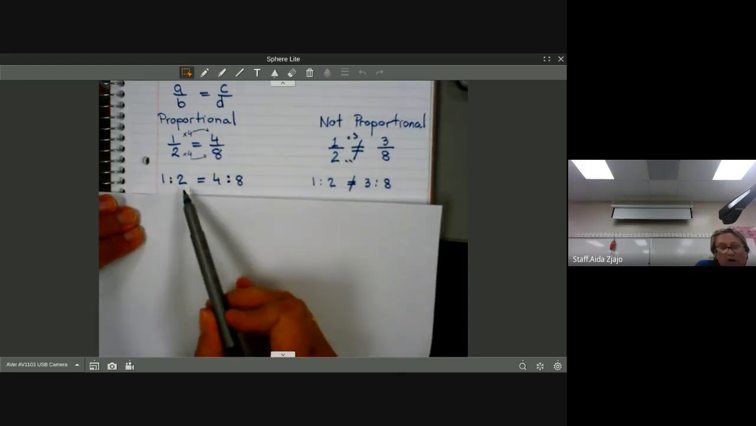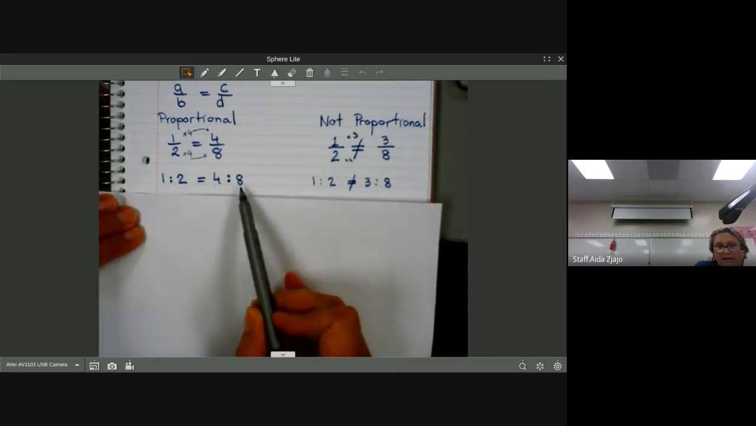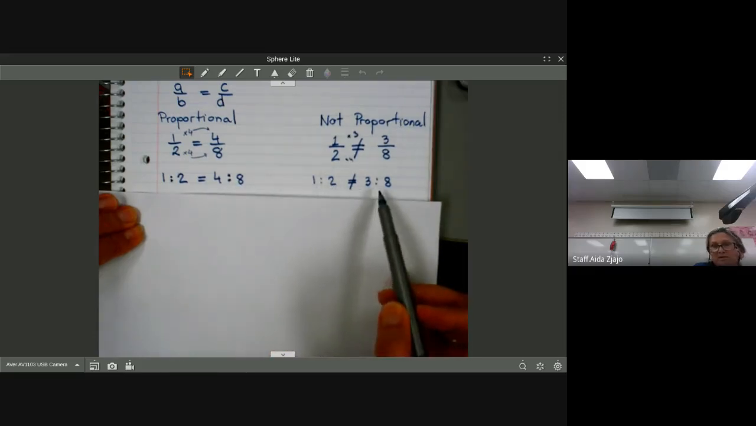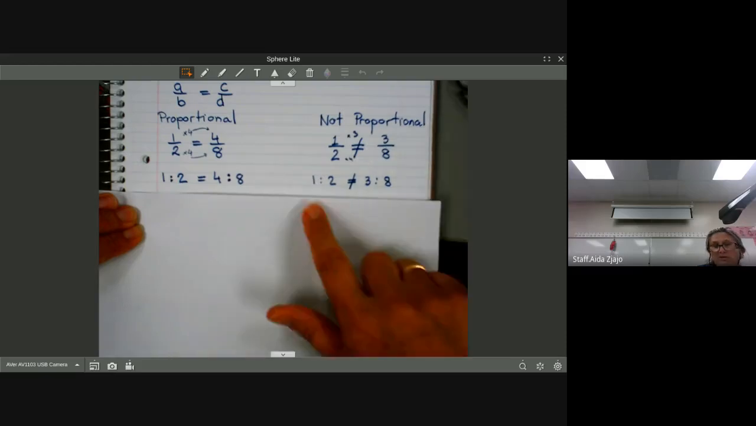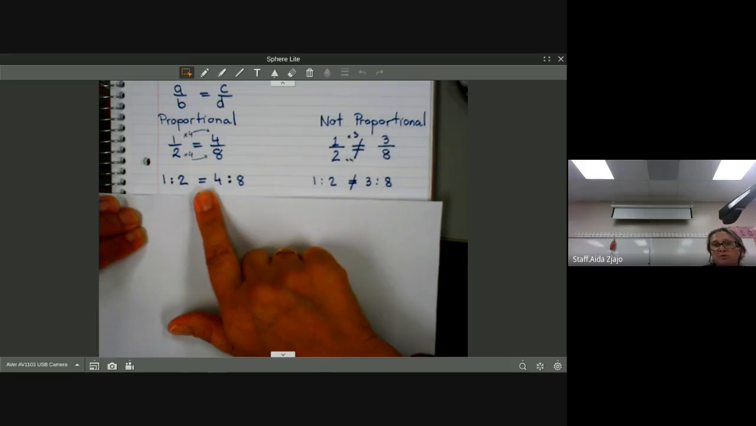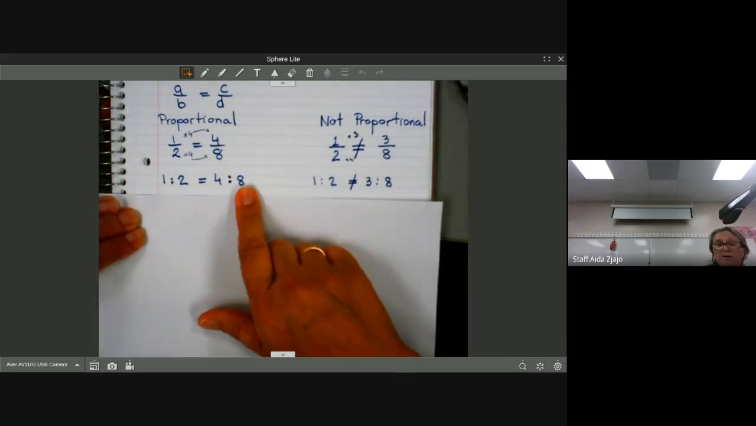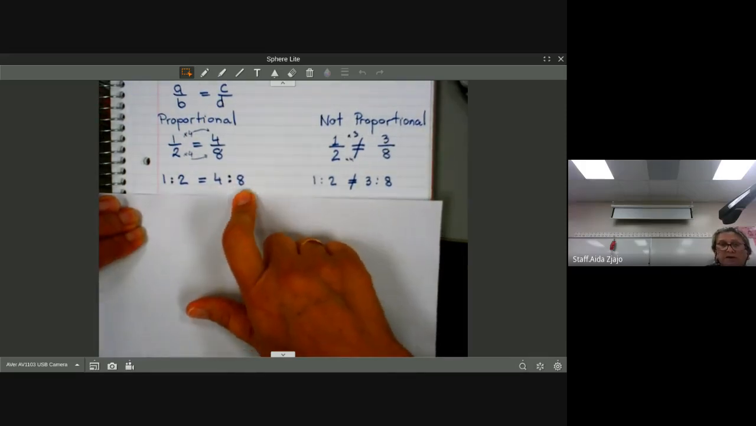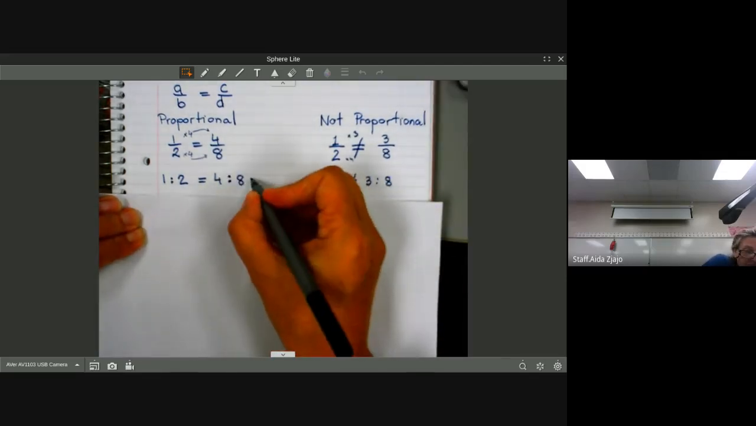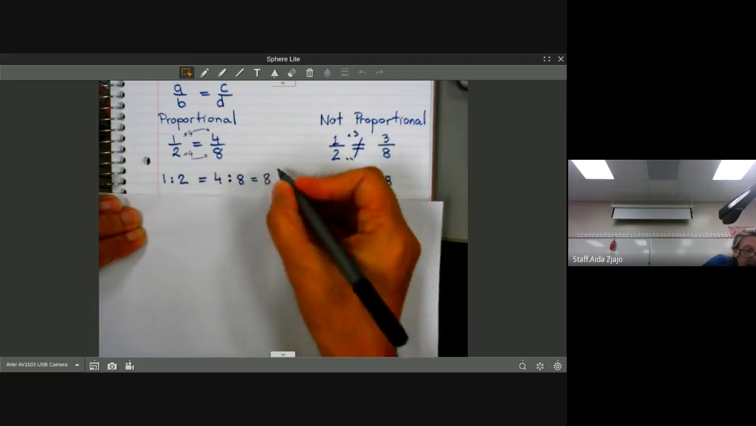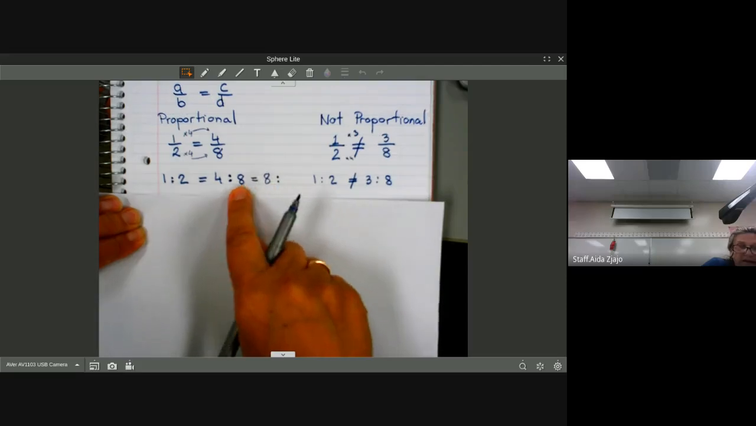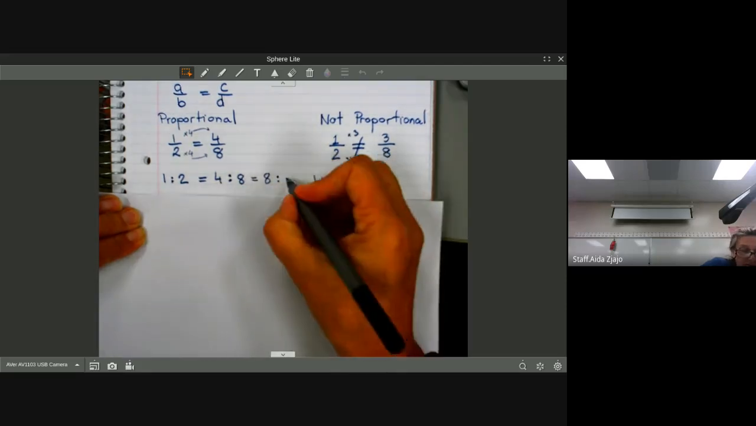Okay, so you can also see that 1 to 2 is proportional to 4 to 8, and 1 to 2 is not the same as 3 to 8. So 1 to 2 is not proportional to 3 to 8. But you also can see, thinking about 4 times 2 is 8. If I multiply 4 by 2, I'll get 8. If I multiply 8 by 2, I'm going to get what?